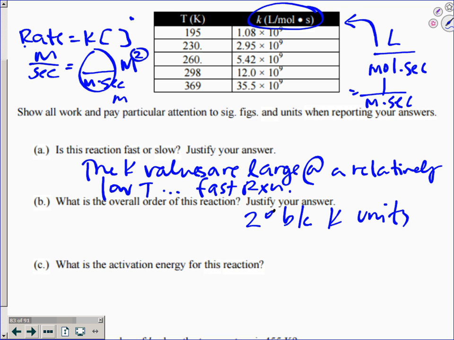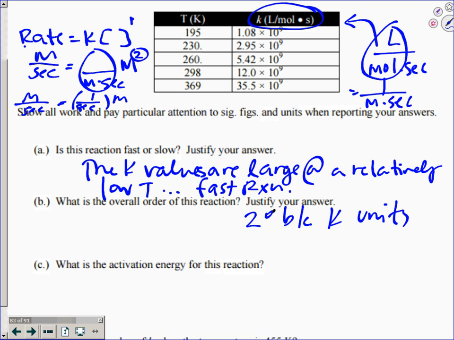Because this would be first order, the K would have to be 1 over time. So it'd just be over seconds, or seconds to the -1. You wouldn't have liters or moles. The reason they put liters and moles is because they want you to know that this liters per mole is actually saying the same thing as dividing by molarity. So liters wouldn't be involved at all in K. It would just be 1 over seconds.